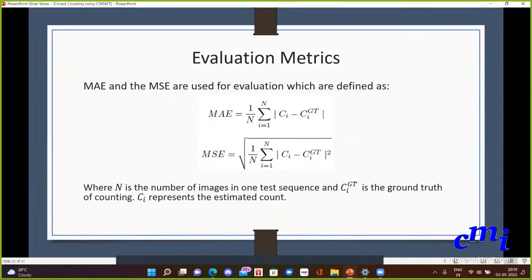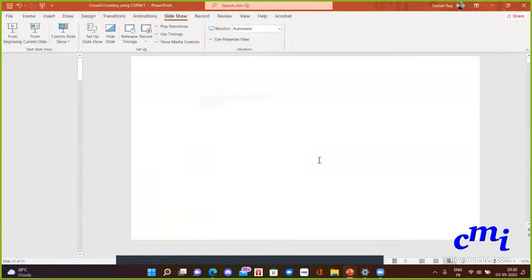For evaluation metrics, we have used mean absolute error and mean squared error. In the mean absolute error and mean squared error functions, N is the number of images, Ci is the estimated count, and Ci of GT is the ground truth count generated from the algorithm. Okay, so now we'll look into the code first.